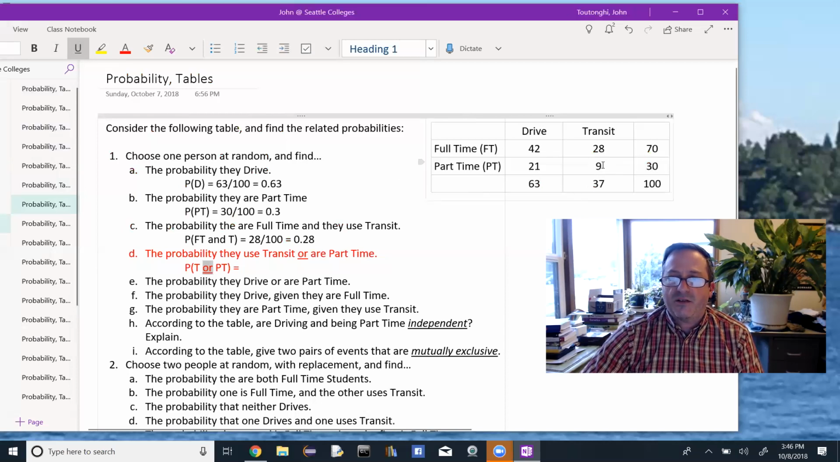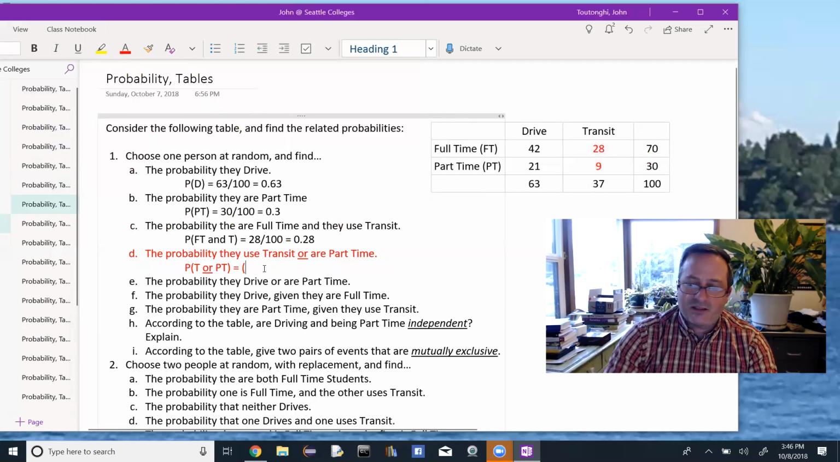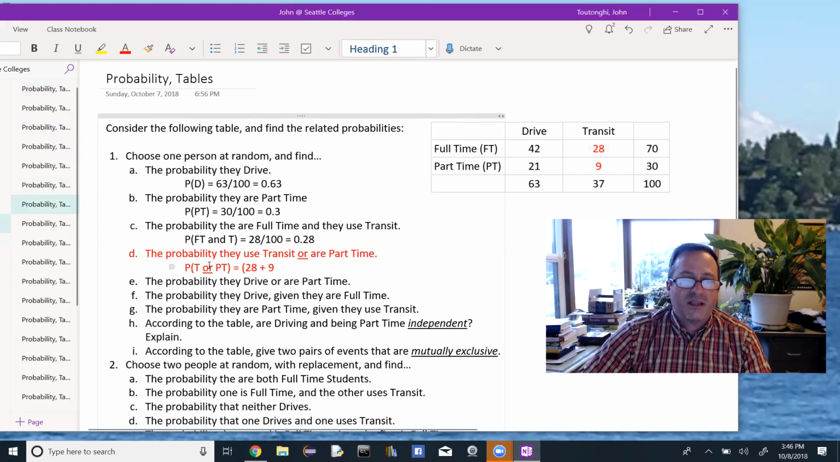So first off, who uses transit? These two groups of people use transit, the 28 and the 9. So I'm going to go ahead and add those together separately. 28 plus 9. And now there's no one else who uses transit. Is there anyone else who's part-time? Well, part-timers are here. So that's these people, the 21 and the 9. And notice if I make them red, the formula would have us add the totals and then subtract off the overlap.